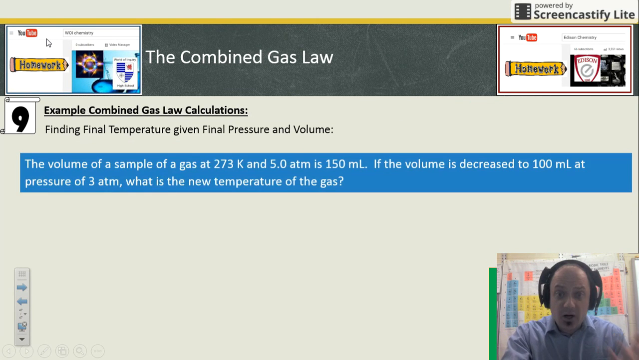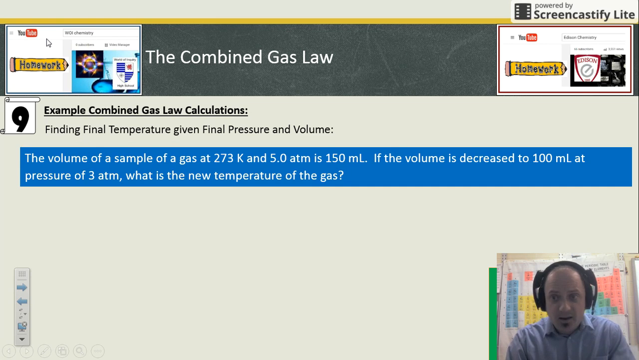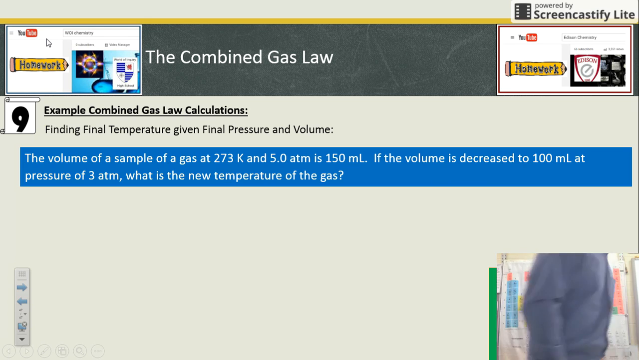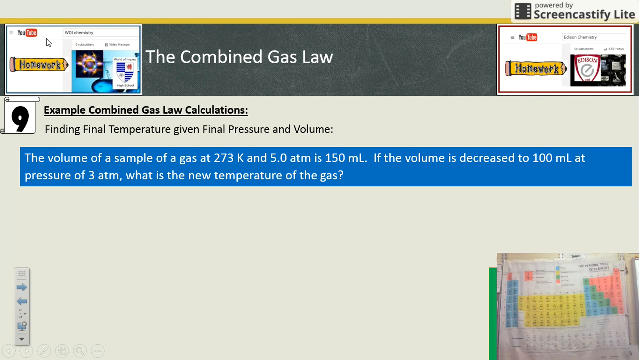So here's some example problems. Got to do some math here, do some rearrangements on the board, and you'll do the mathematics of solving these problems and then doing your practice, okay? So start with our equation here. P1 V1 over T1 equals P2 V2 over T2. So we look through our problem, we find out what our volumes, temperatures, and pressures are.